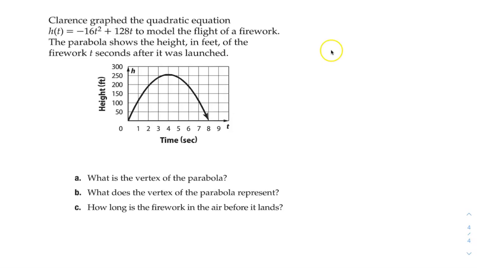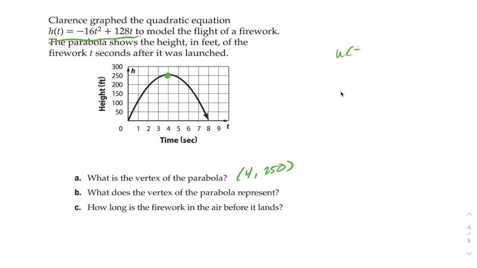A little more review. Clarence graphed the equation of a quadratic, h(t) equals that, to model the flight of a firework. The parabola shows the height in feet of the firework t seconds after it was launched. What is the vertex of the parabola? Well, the vertex would be right there. Based on just the graph, it looks like 4 and 250. That's probably not right though. So let's actually do it mathematically.